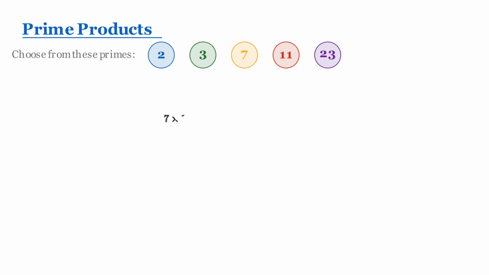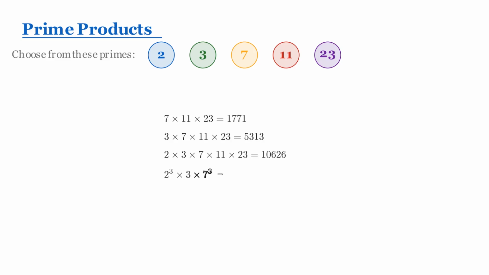For example, 7 times 11 times 23 equals 1771. And 3 times 7 times 11 times 23 equals 5,313. 2 times 3 times 7 times 11 times 23 equals 10,626. We can also use repeated primes like 2 cubed times 3 times 7 cubed equals 8,232, and 2 squared times 3 times 7 times 11 times 23 equals 21,252.